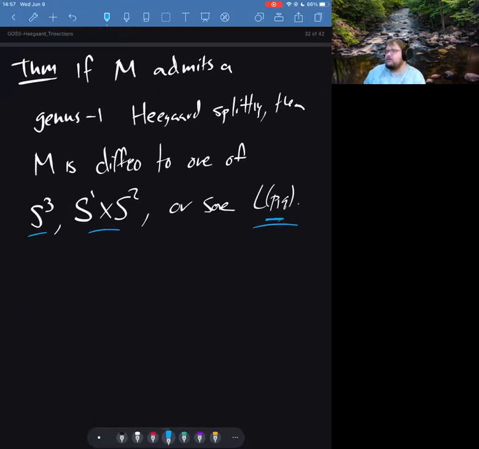And a theorem, and this is pretty classical, if M admits a genus 1 Heegaard splitting, then M is diffeomorphic to one of the following three families. It's either S^3, S^1 cross S^2, or some L(p,q) for coprime integers p and q. Okay.